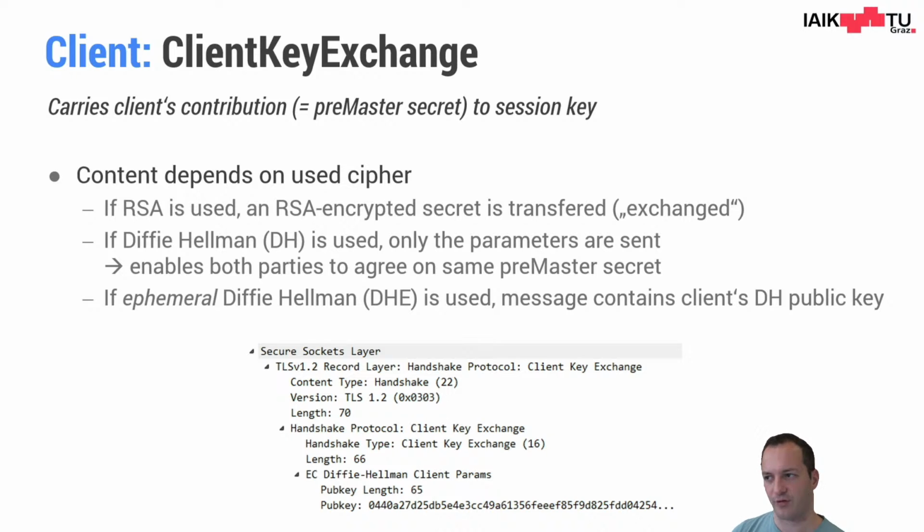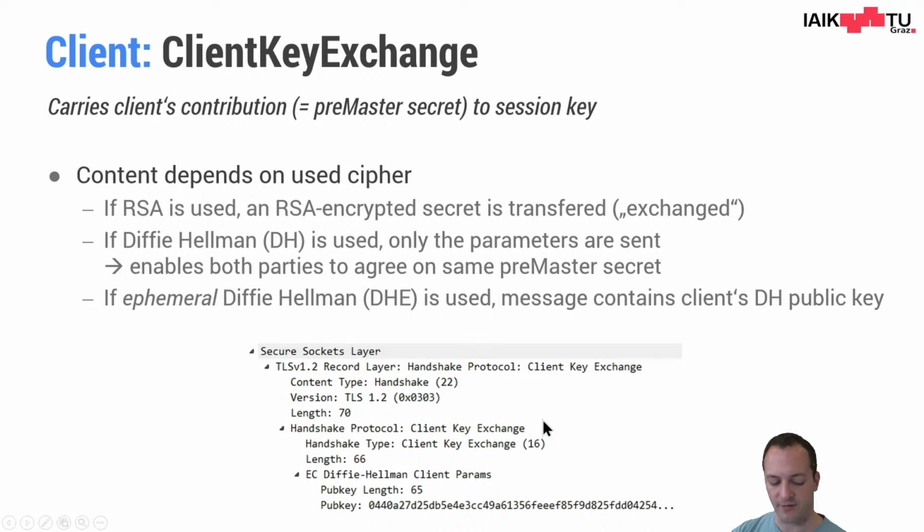If Diffie-Hellman is used, only the parameters are sent in order to achieve key agreement. Because remember, with Diffie-Hellman, there is no key exchange, but a key agreement. Both sides agree on a shared secret. With a third option, and that's the secure option, called ephemeral Diffie-Hellman, the message contains the client's Diffie-Hellman public key. So ephemeral, and we will still come back to that later with perfect forward secrecy, means only a very short-living key pair is generated. But don't worry if you don't get the full context here about the differentiation between these mechanisms. There will be more on that within a few minutes.